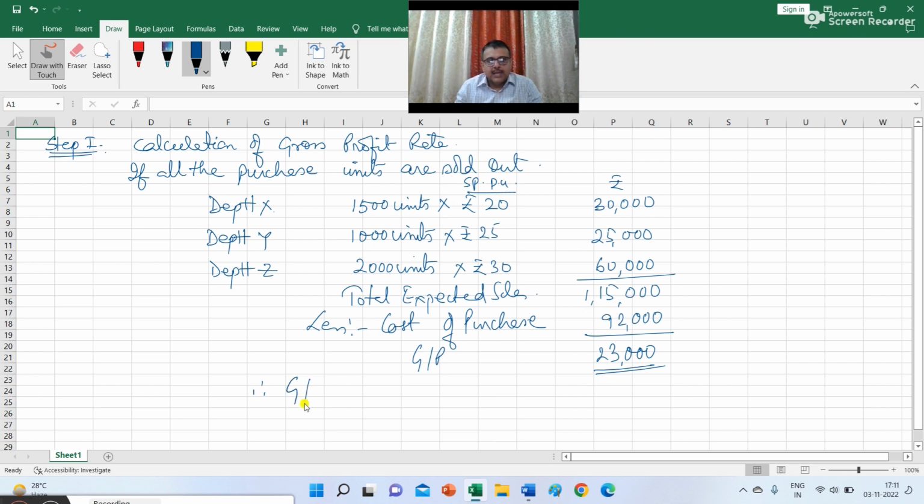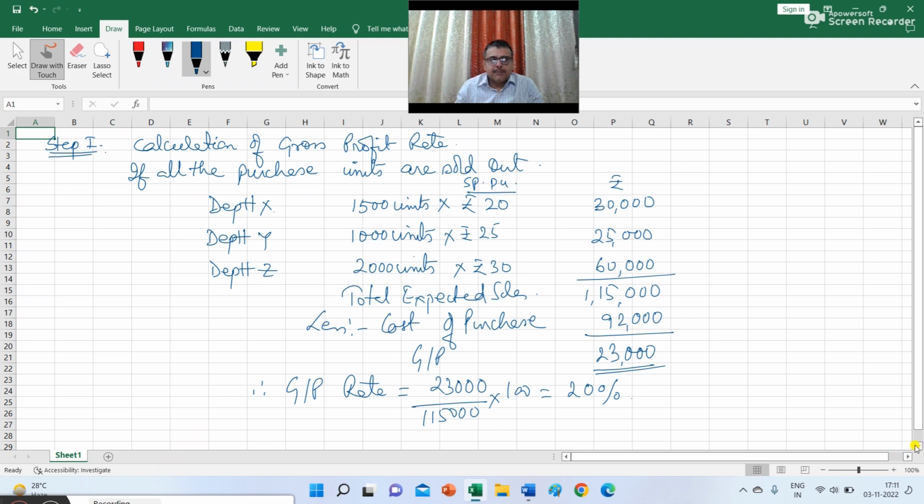Therefore, the GP rate is 23,000 divided by 1,15,000 multiplied with 100. You will get a GP rate of 20%. So in step 1, we have to calculate what is the gross profit rate. So please have a look at it.